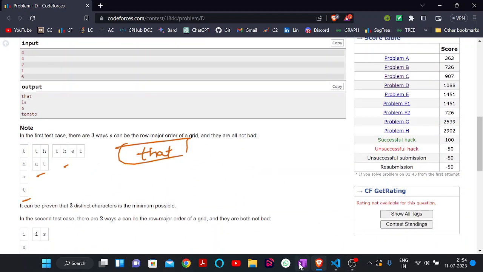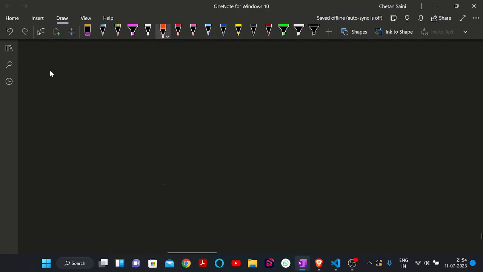So first of all, come to the solution. Whatever n is given to us, we can iterate a loop from 1 to n, and whatever the first number we get that is not dividing n, meaning the first i for which n % i is not equal to 0, then we can make a string of size i.